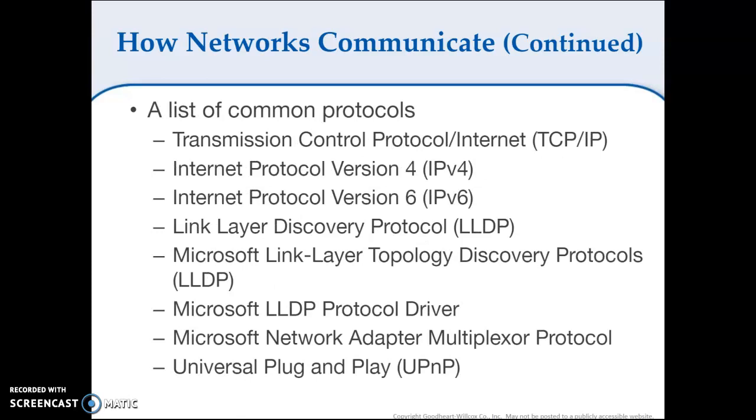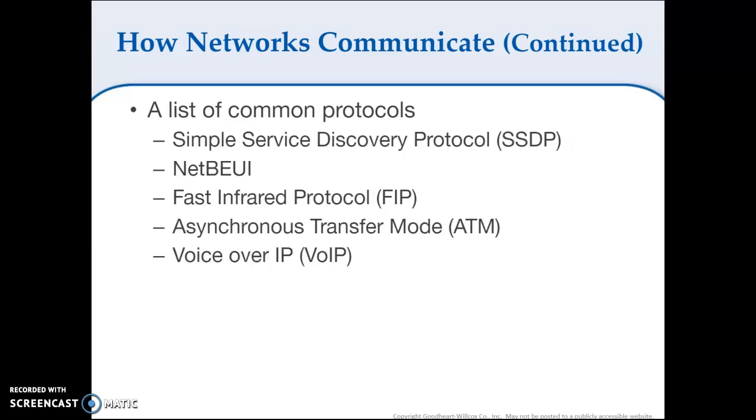Here is a list of common protocols that we might see when it comes to transmission of data over a network: Transmission Control Protocol/Internet Protocol, or TCP/IP, Internet Protocol version 4, IPv4, IPv6, Link Layer Discovery Protocol, LLDP, Microsoft Link Layer Topology Discovery Protocols, Microsoft Network Adapter Multiplexer Protocol, or Universal Plug and Play, or UPnP. We are going to focus specifically on TCP/IP. Other protocols are Simple Service Discovery Protocol, SSDP, NetBEUI, FIP, or Fast Infrared Protocol, ATM, Asynchronous Transfer Mode, or Voice over IP, also known as VoIP.